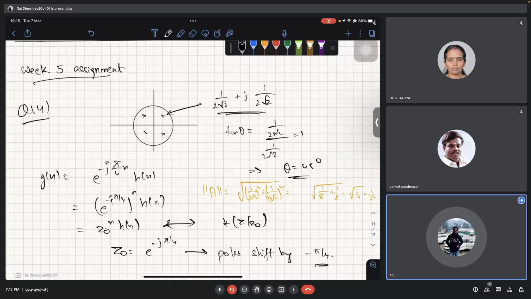Yeah, so basically we know that e power minus j pi by 4 is what we are multiplying with, and since z naught is minus j pi by 4, the poles are shifted by minus pi by 4. Here, the poles have a magnitude of 1 by 2 and an angle of 45 degrees. So we shift them by minus 45.